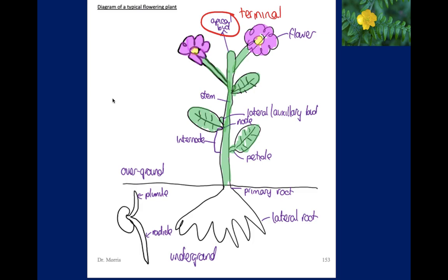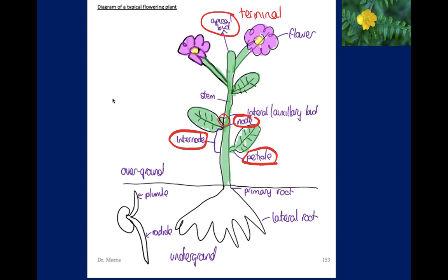This lateral or auxiliary bud, which are these little side shoots. So for anyone that's ever grown tomatoes, you have to pick out your lateral buds to ensure your tomato plant grows upwards. When we did our practical, we talked about nodes, and nodes are where the leaf comes out of your stem. And we also talked about internodes, and that's just the gap between two nodes. A new word that we have is petiole, and this is really just a posh word for stalk.